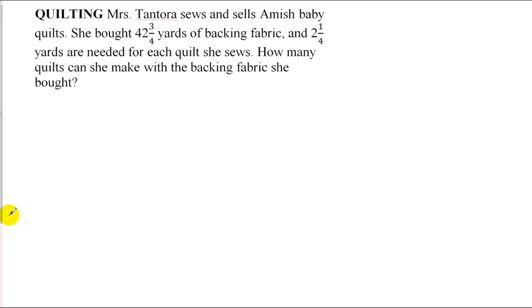So last, we have a little bit of a word problem. She buys 42 3/4 yards of backing fabric, and 2 1/4 yards are needed for each quilt. And you want to know how many quilts she can make using that backing fabric. So basically we're taking 42 3/4 and dividing it by 2 1/4.